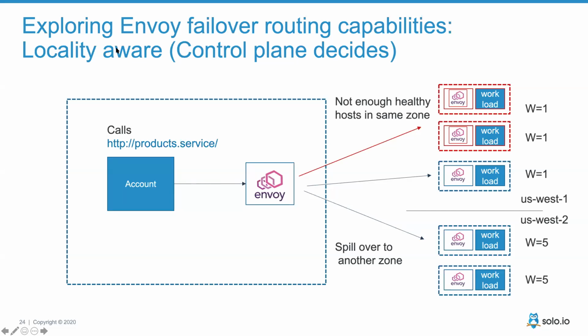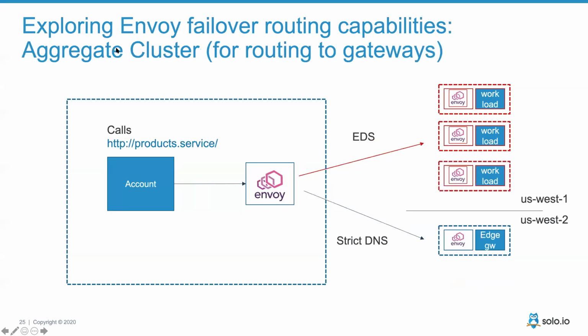There's another level of choosing which endpoint to send traffic to, and that's defined in Envoy as priorities, and that comes into play here. But I'll leave that as an exercise for the listener. The last one that I'll cover is aggregate clusters.